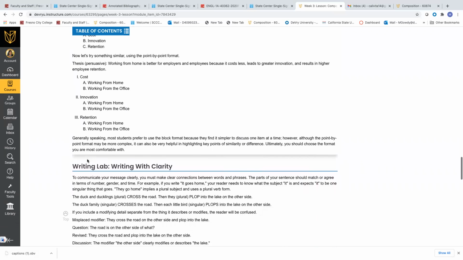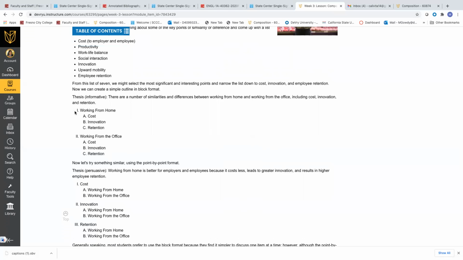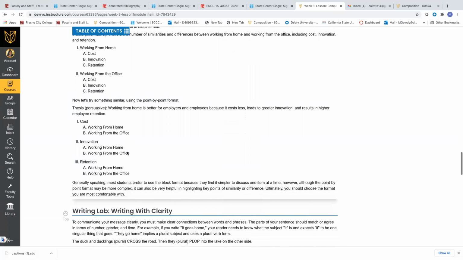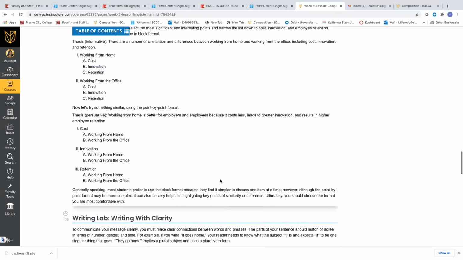So generally speaking, most students prefer to use the block format because they find it simpler to discuss one item at a time. Now this is the one up here. So we're going to have this subject. We're going to talk about working from home, tell everything we know about it, and then we'll tell about working from the office here. So most students find this pattern simple and easier to discuss.